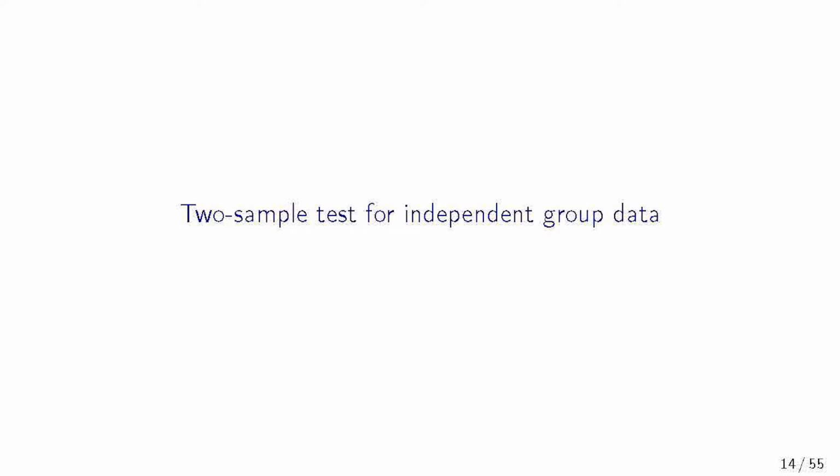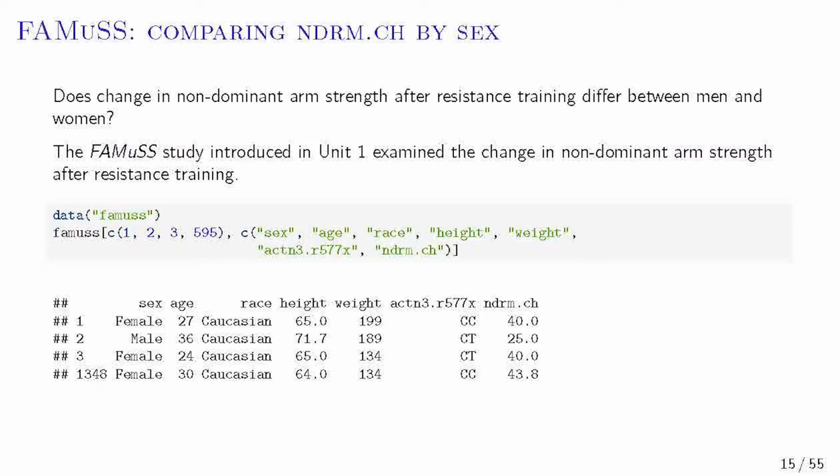What if the question doesn't allow for a paired comparison? What if we have two different groups we want to compare? Let's look at this data. It's the FAMUSS data comparing non-dominant arm strength change after resistance training between men and women, seeing if those two groups respond differently.